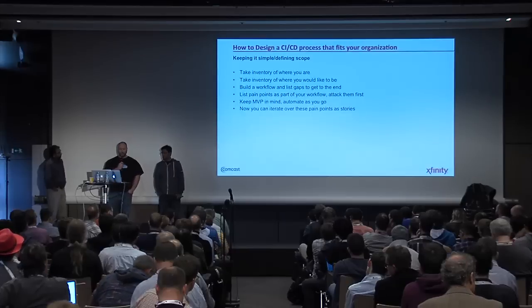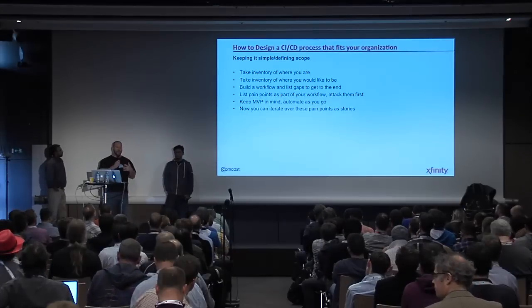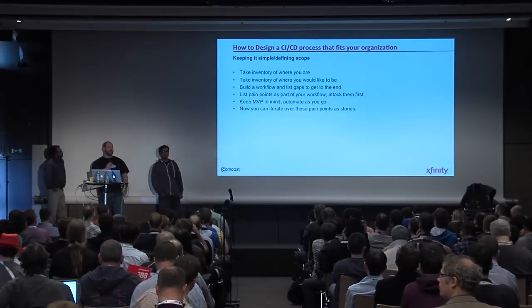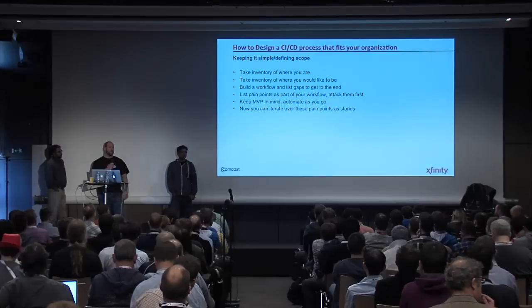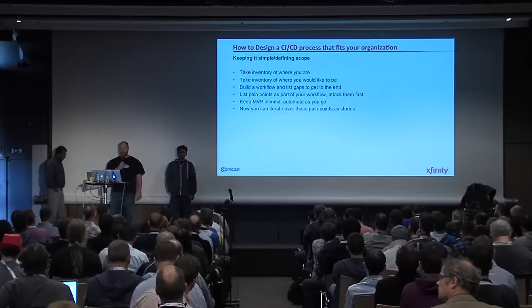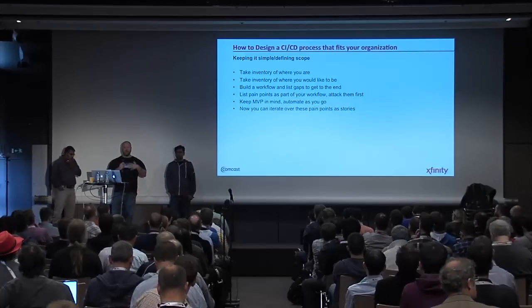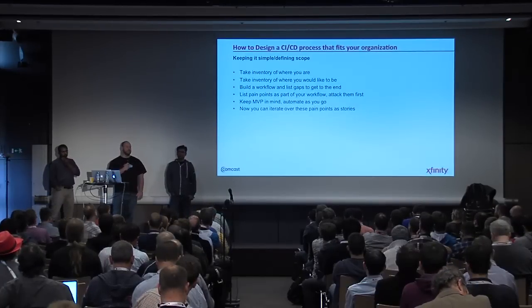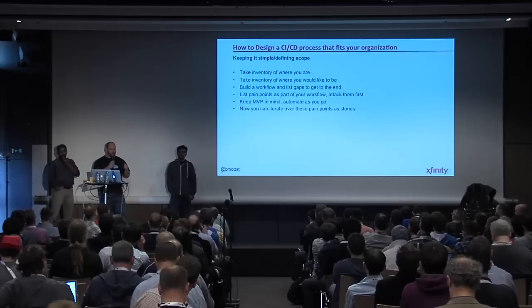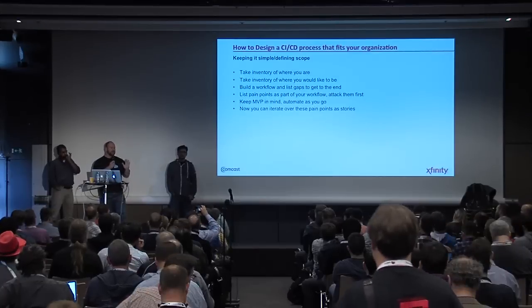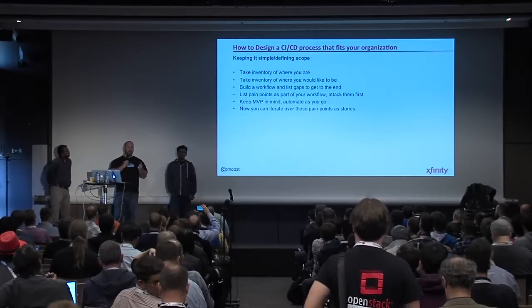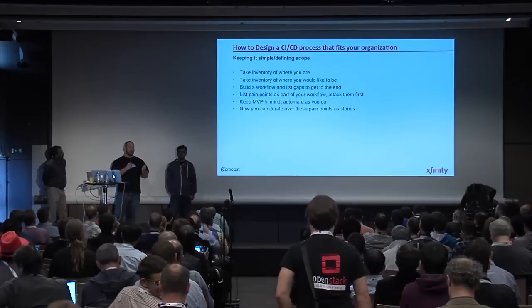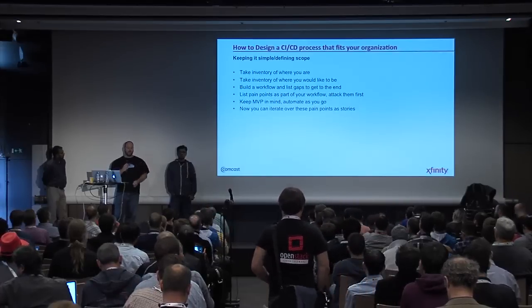So I think it's really important to take an inventory of where you're at. Maybe you're just starting out. Maybe you already have some kind of manual process in place where you're deploying software. Just find out where you are and then find out what a working CI/CD system for you would be. Maybe you want automated deployment. Maybe you're not so concerned about automated deployment, but you want to speed your code into production.